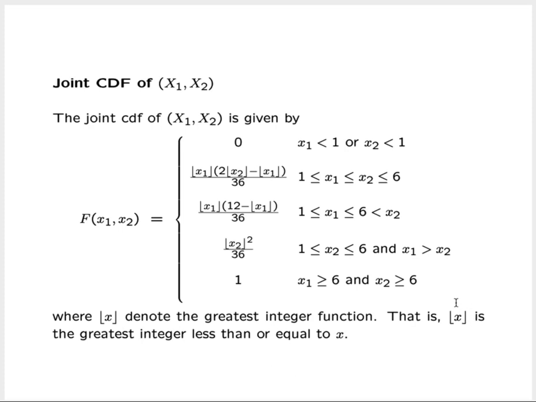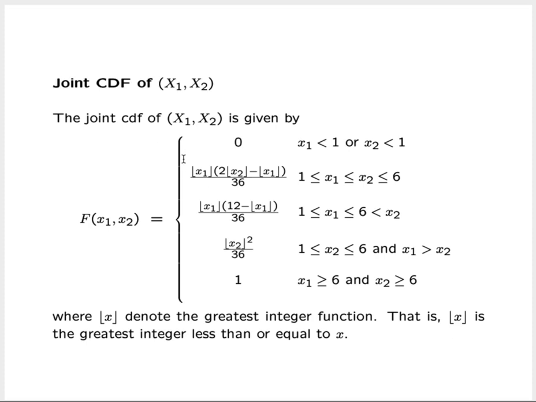So this function here represents the greatest integer less than or equal to x. So if we were evaluating this if x was 3.5, for example, then this function evaluated at 3.5 would be 3 because 3 is the greatest integer less than or equal to 3.5. If we evaluate this at 4.1, then it evaluates to 4 because, again, 4 is the greatest integer less than or equal to 4.1.